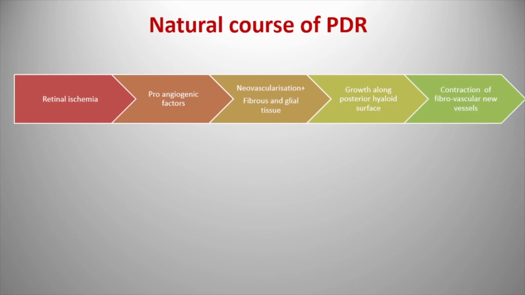So, how does the vitreous hemorrhage occur? In order to understand this, the natural course of the PDR has to be understood. A brief of this: progressive retinal ischemia leads to release of pro-angiogenic factors, including VEGF. This leads to formation of new vessel buds along with fibrous and glial tissue which grow along with the new vessels. These vessels grow along the posterior hyaloid surface.